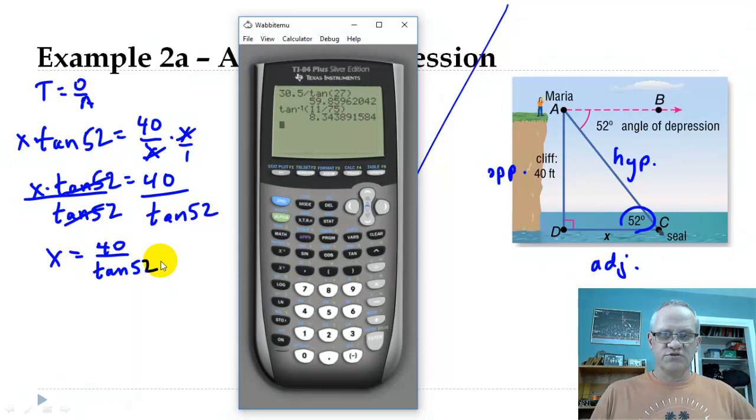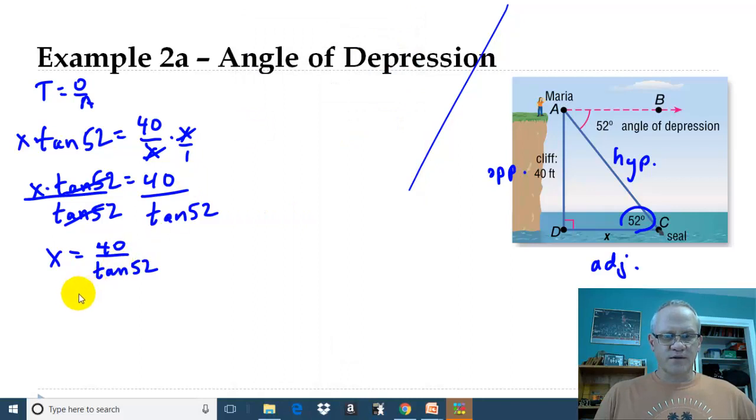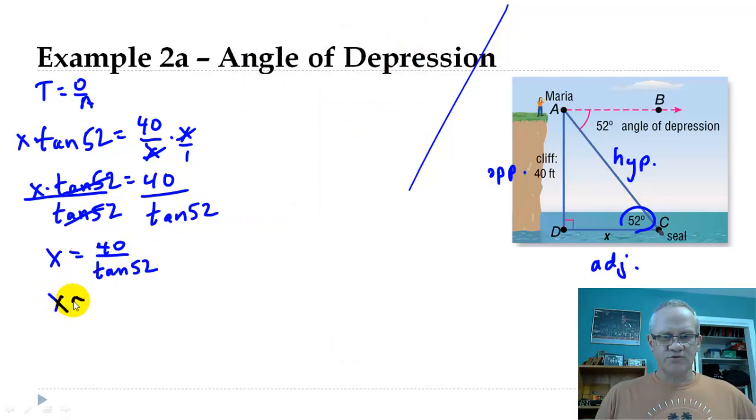And we'll just type this into our calculator. So 40 divided by the tangent of 52. And so this will be 31.25. I don't remember if they said to round that or not, but let's just round it to the nearest foot there. And so that's going to be about 31 feet. So X would be approximately equal to 31 feet.